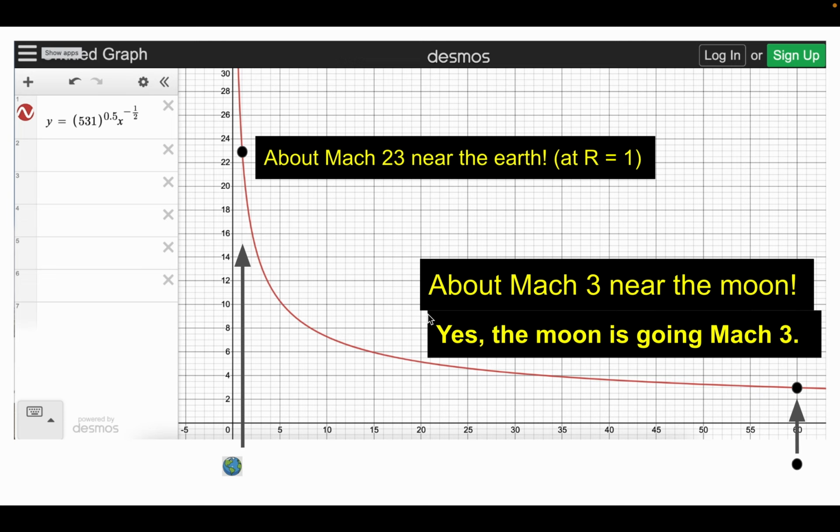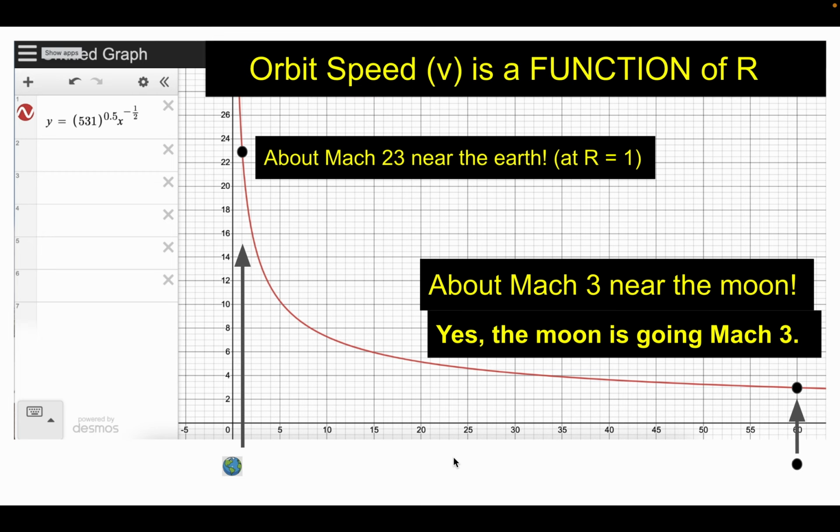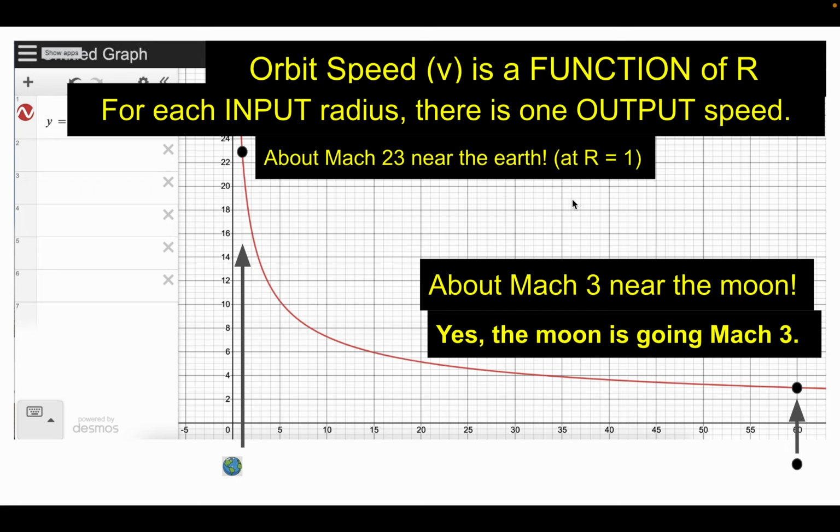So the upshot is, for every one input of orbital distance, you get one output of orbital speed. So orbital speed is a function of r. For each input orbital radius, there's only one output speed. So this is a practical application of what the idea of a function is.